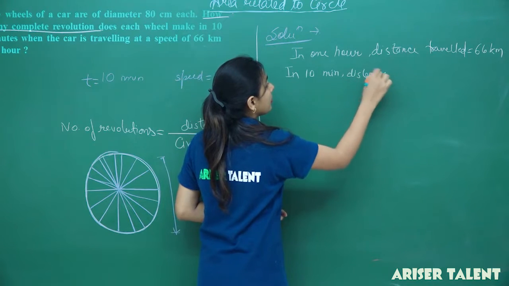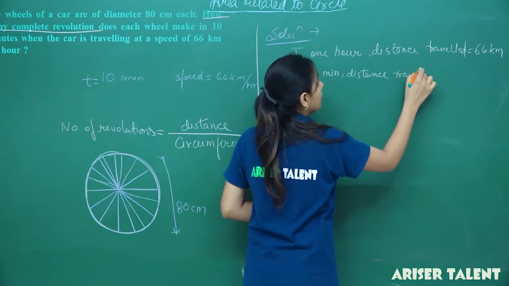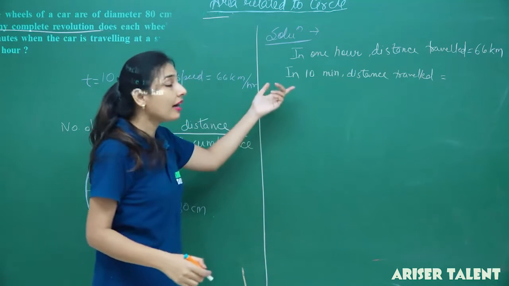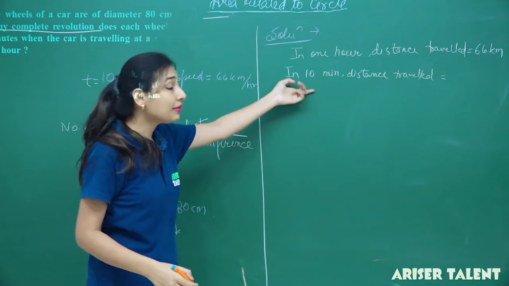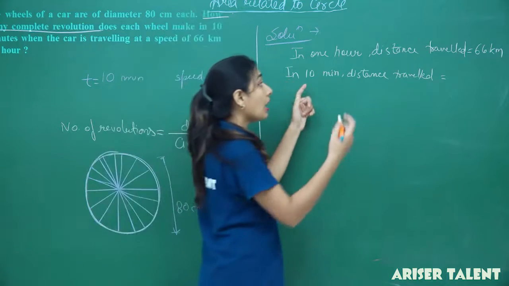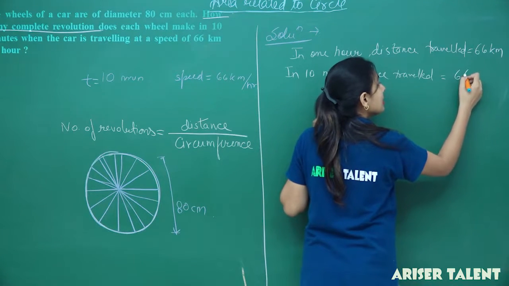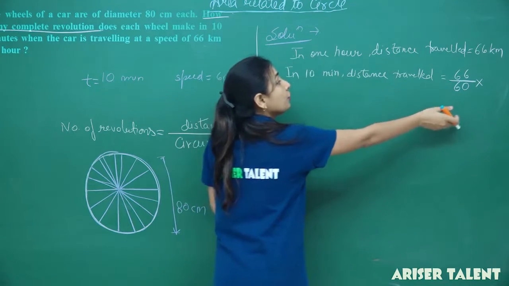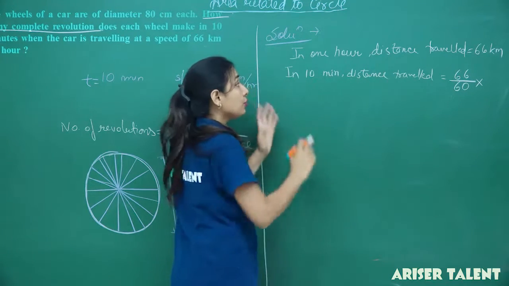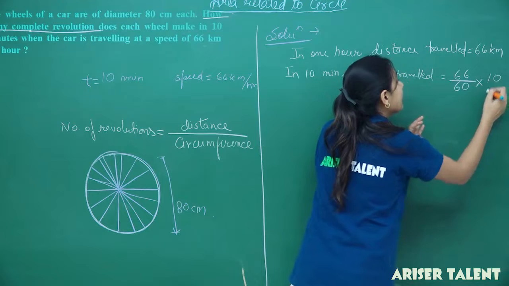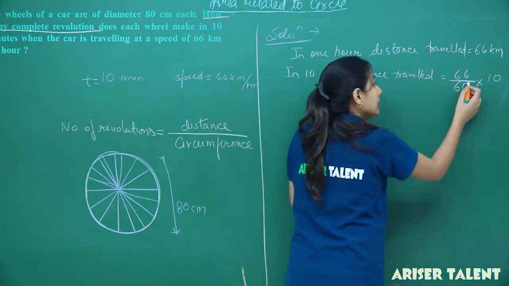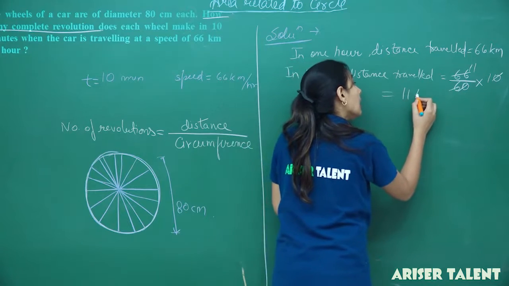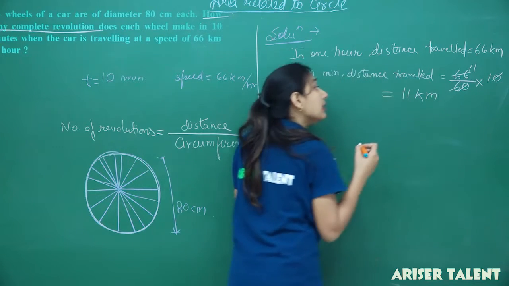Distance travelled will be, first what I have to do? 1 hour and 10 minutes. So for an hour I will be taking this 66 divided by 60. Now this is for 1 minute. So for 10 minutes that will be multiplied by 10. So that will be what? 11 kilometers. 11 kilometers, students.